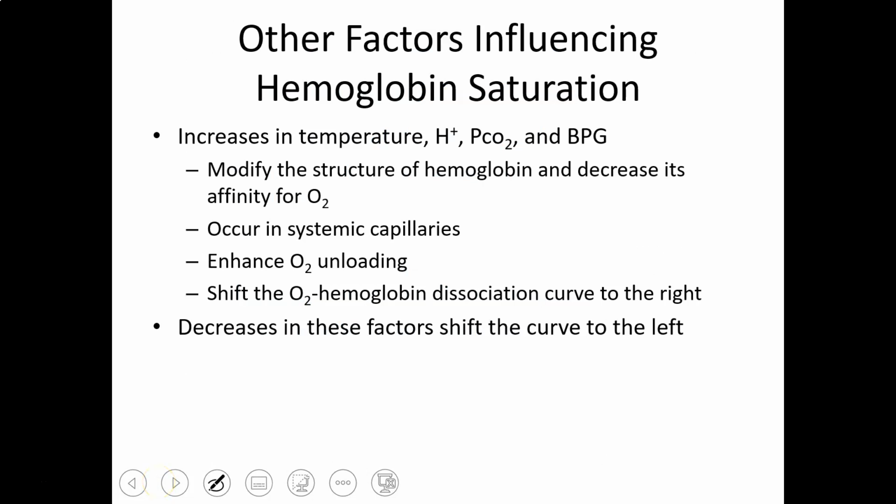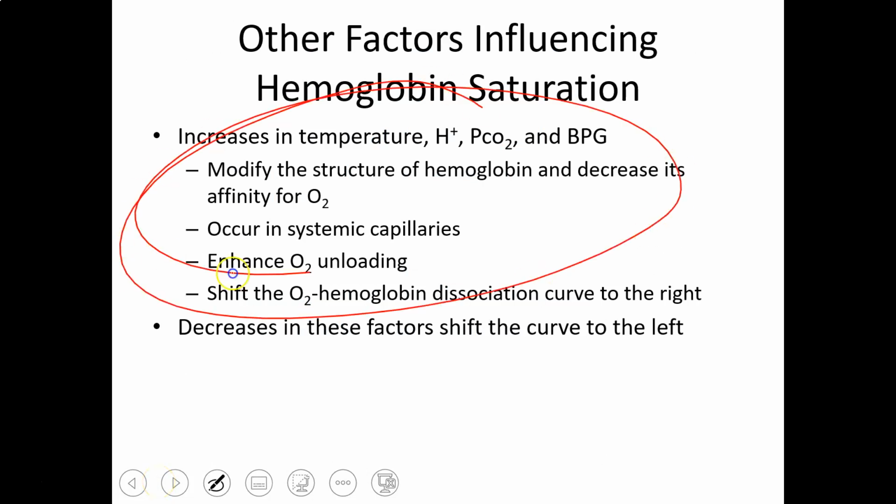Other factors influence hemoglobin saturation. These are the things that we see in active tissues. Active tissues create a situation where hemoglobin lets go of more oxygen.